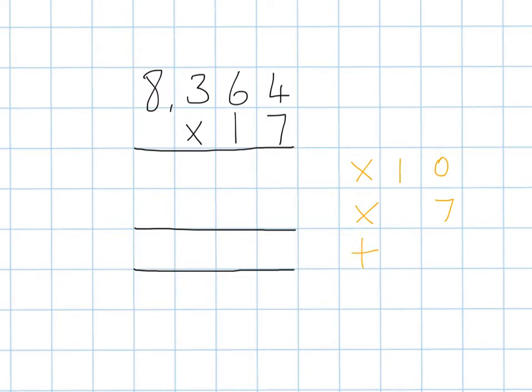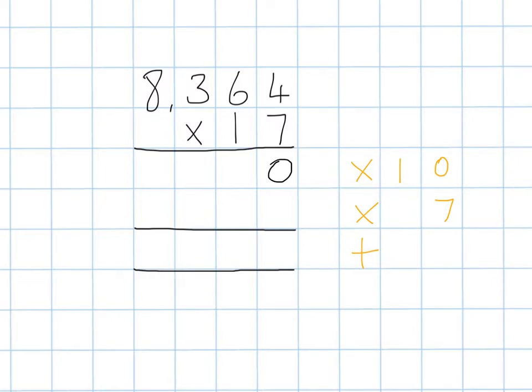First, let's multiply by 10. Now this is fairly straightforward, and at this stage you can start to think about multiplying by 10 as moving everything once to the left. So in terms of multiplying, it makes it easier to put a place value holder of 0 in the units column, and then it's straightforward to multiply 8,364 by 10. You just shift the digits once along to the left.